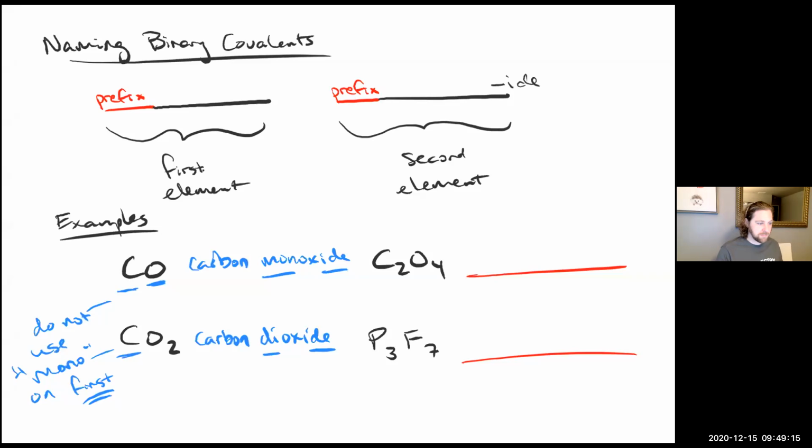Practice using prefixes, writing out the name for C2O4, and then P3F7. What do you think that would look like? Try that out right now. I'll pause for a moment.